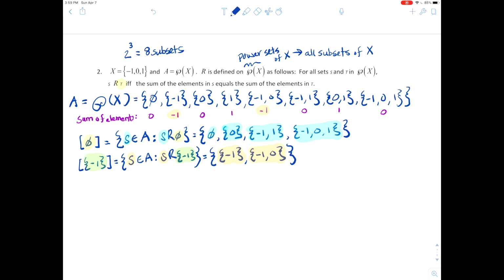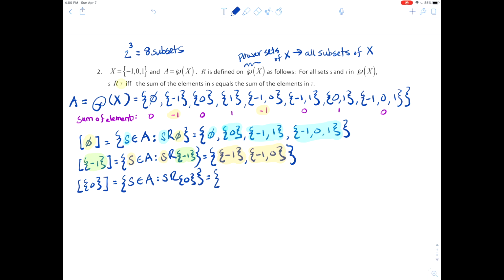All right, so now we've got the class of -1. So the class of the set {0}, well, the sum of the elements in that set is 0. So again, we're going to be looking for sets S in the power set A whose elements have a sum of 0. So S belongs to A such that S R the set {0}.